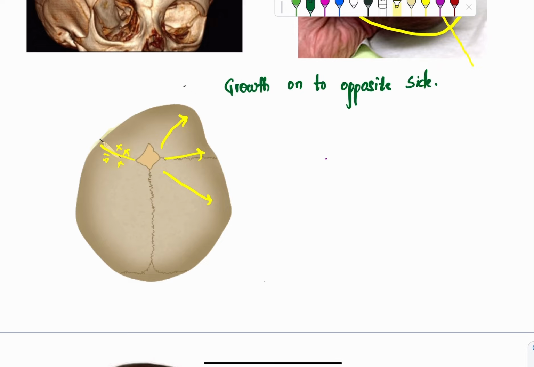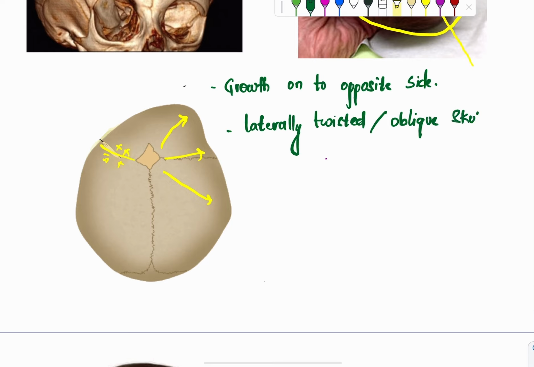And what plagiocephaly is this? Anterior plagiocephaly. Okay. So this skull is, second point, laterally twisted or oblique skull. So this skull is laterally twisted or it is oblique. Okay. Right.